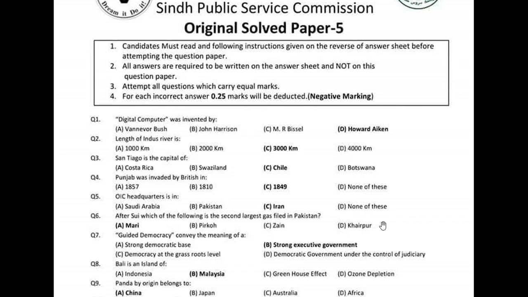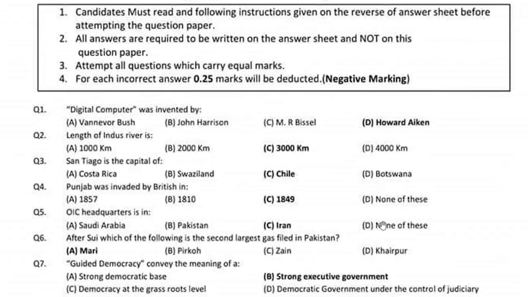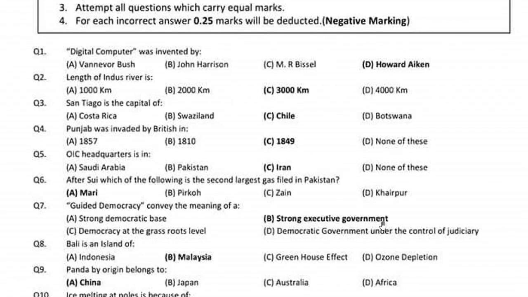SPSC screening test. So question number 1 is, digital computer was invented by option D, Howard Aiken. Length of Indus River is option C, 3000 kilometers. Santiago is the capital of option C, Chile. Punjab was annexed by the British in option C, 1849.